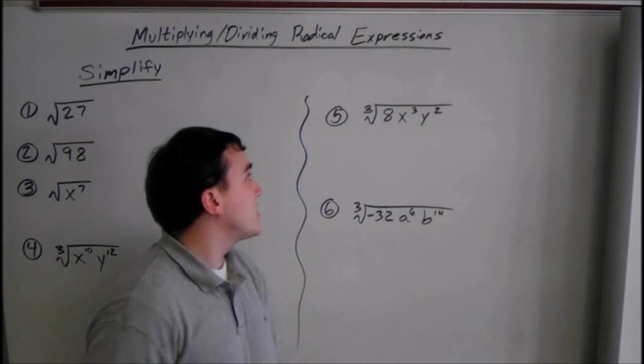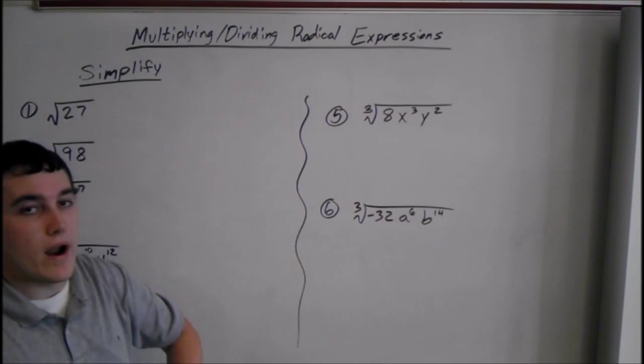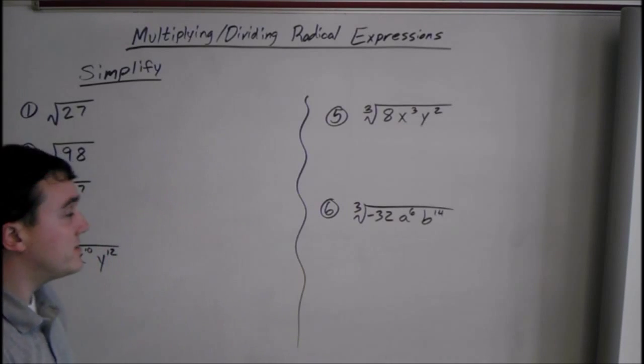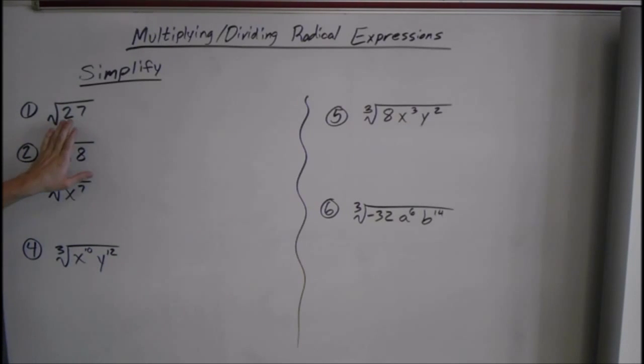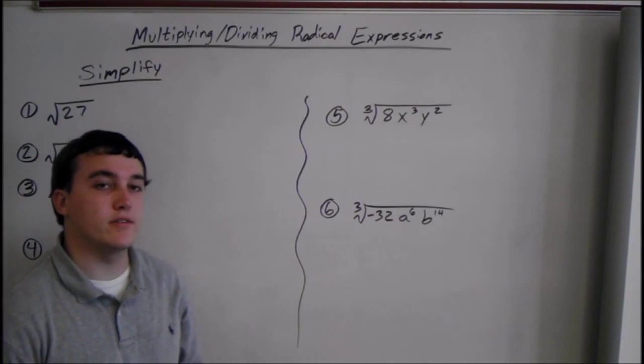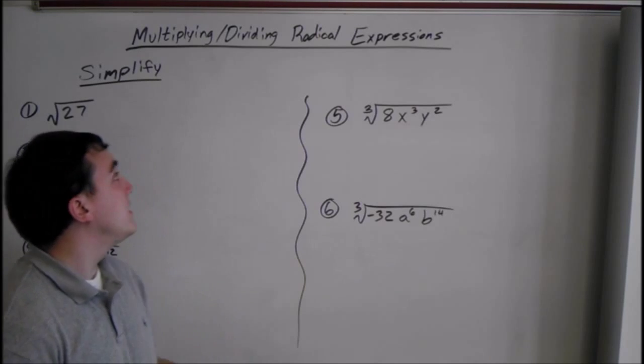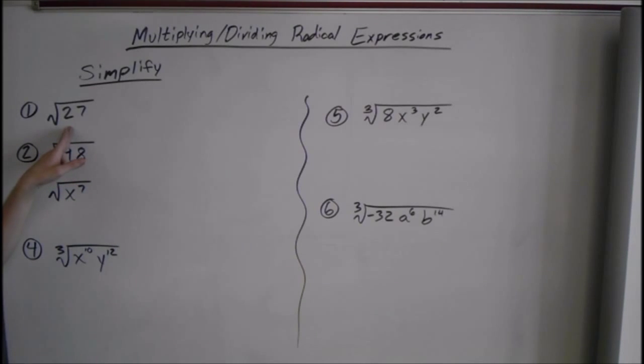Hello. Today I'll be talking about multiplying and dividing radical expressions. But first you need to know how to simplify something like this. So if you have the square root of 27, you know it's not an even root. You can estimate, you know it's between the square root of 25 and the square root of 36, so it's got to be somewhere between 5 and 6.